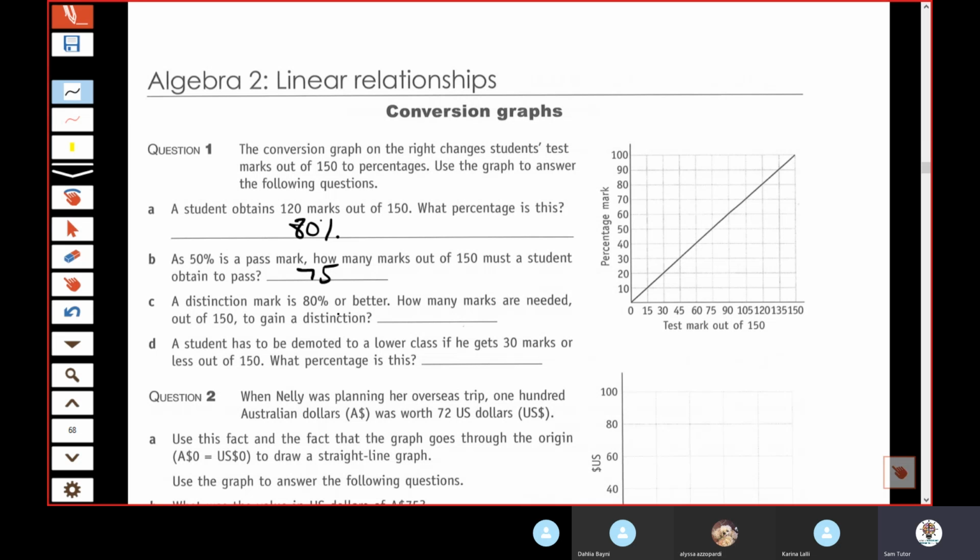A distinction mark is 80% or better. How many marks do you need for that? 80%, well, we already know that's 120. Above, but just go across 120. A student has been demoted to a lower class if he gets 30 marks or less. 30 marks or less, so that's 20%. Easy, right?